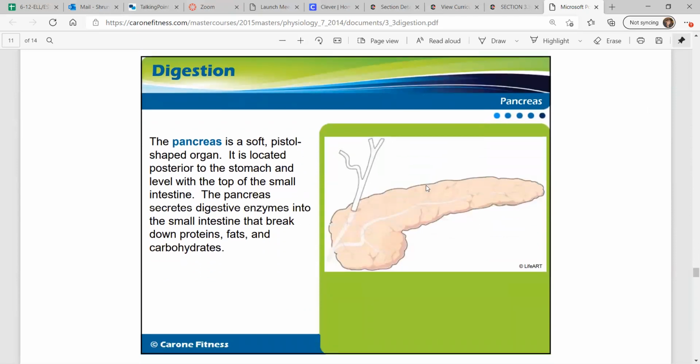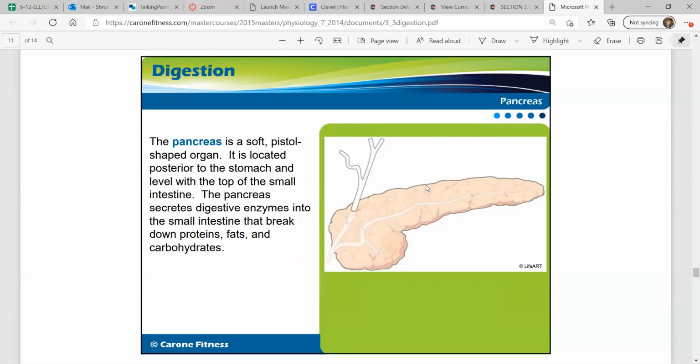And the pancreas is a soft pistol-shaped organ. I guess you can say it's pistol-shaped. I don't really see it, but it's soft and pistol shaped, and it's located posterior to the stomach and level with the top of the small intestine. Now, your pancreas secretes a digestive enzyme into the small intestine that breaks down all proteins, fats, and carbohydrates.